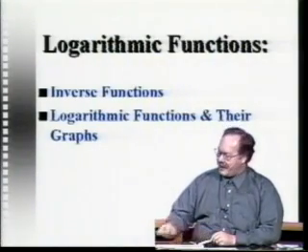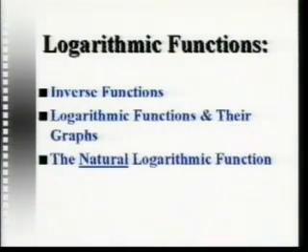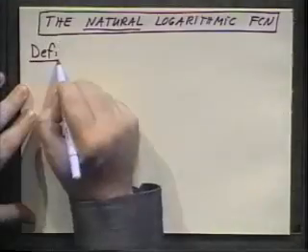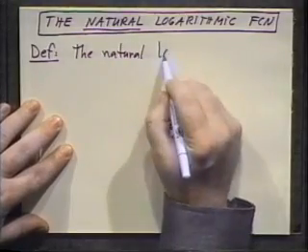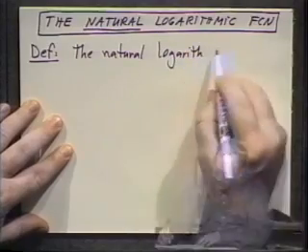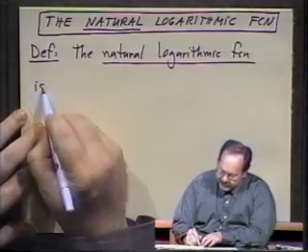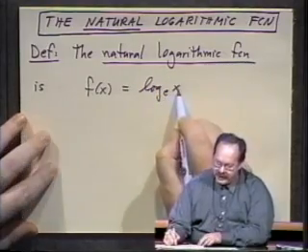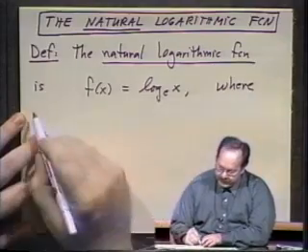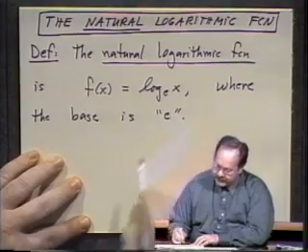All right, now we'll look at the analog to the natural exponential function, the natural logarithmic function. Its inverse, as you might expect. So here we go. Definition, get right to it. The natural logarithmic function is the function we denote by f of x equals log base e of x, where the base is, of course, the number e that we examined earlier.